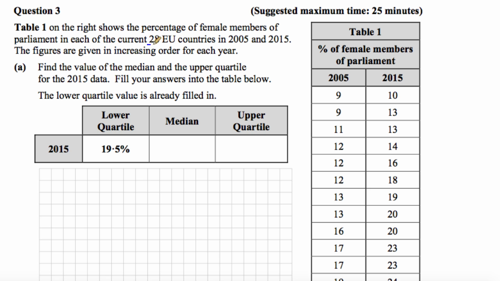Now, if we know that there's 28 EU countries, when you divide 28 into quartiles, divided by 4, we get 7. So we can see then that after 7 values, 1, 2, 3, 4, 5, 6, 7, that's the lower quartile. So we can see that it's halfway between 19 and 20, which is our 19.5%.